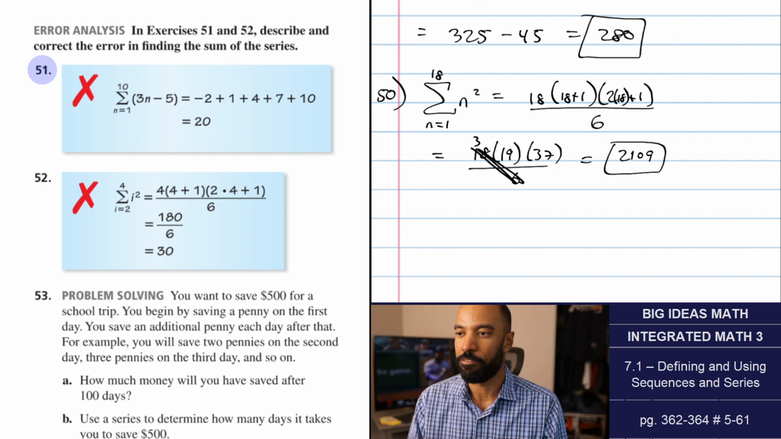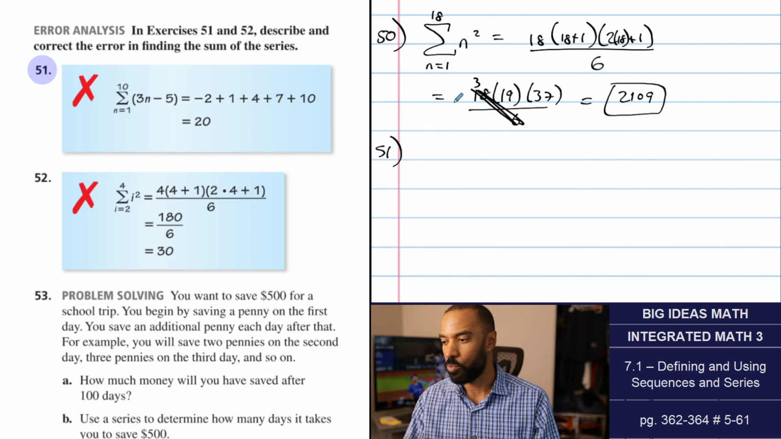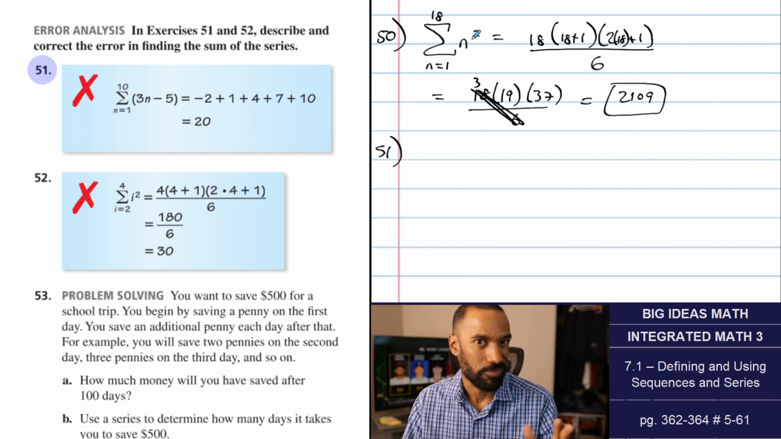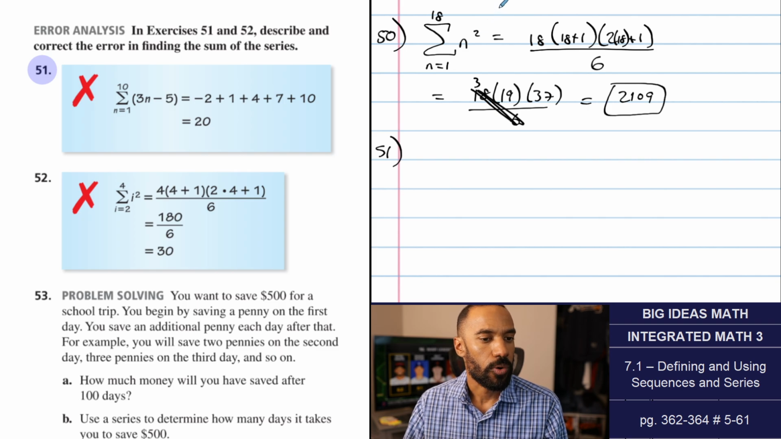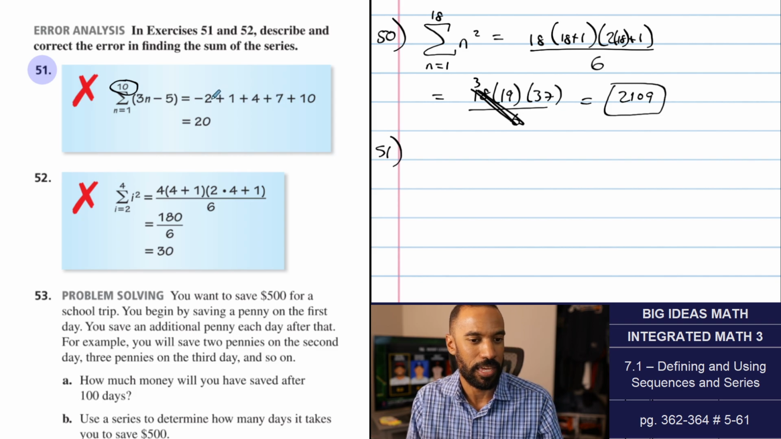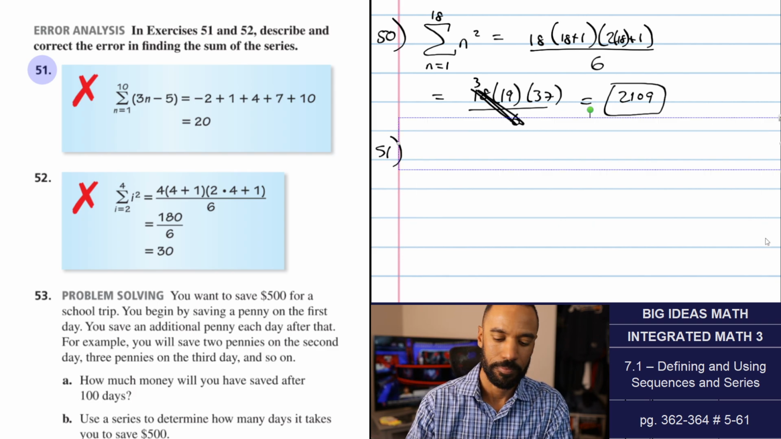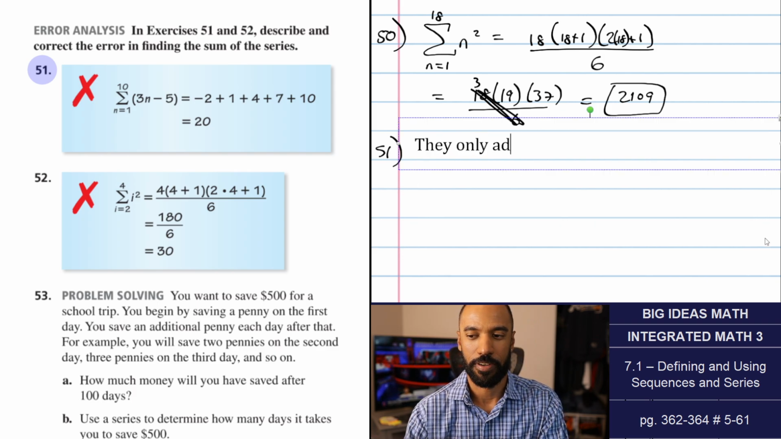Numbers 51 and 52. On error analysis, we're only going to 61. I say only, but we're kind of almost done, I guess. Describe and correct the error in finding the sum of the series. The first one, straight up, you got to do 10 terms, and I only see 5 of them. Are they the first 5? Actually, I think they are, but they didn't do 10 terms. They only added the first 5 terms.